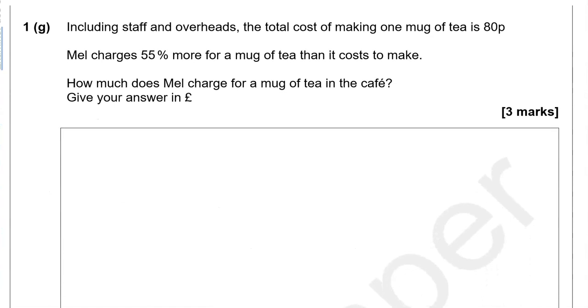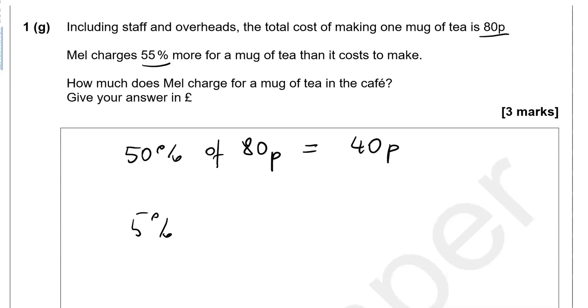Including staff and overheads, the total cost of making 1 mug of tea is 80 pence. Mel charges 55% more for a mug of tea than it costs to make. How much does Mel charge for a mug of tea in the cafe? Give your answer in pounds. To get 55%, we're going to use the 10% method. So 50% first and then 5%. So 50% of 80 pence is actually half of it. So that is 40 pence.